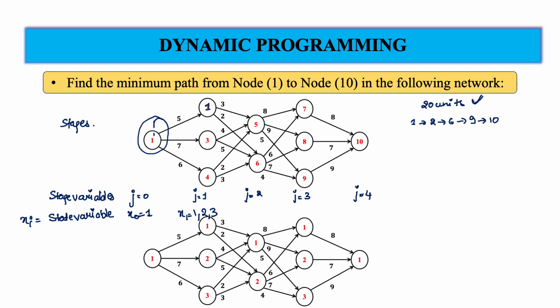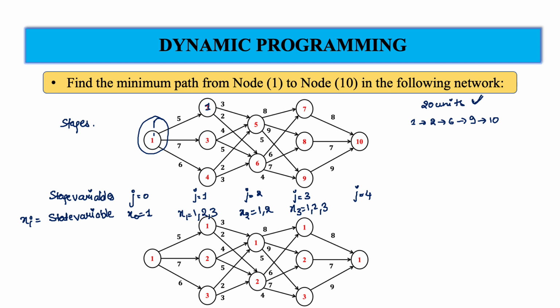In stage 2 we again have 2 nodes, 1 and 2. So in stage 1 we have 3 nodes: x1 equals 1 means node 1, x1 equals 2 means node 2, x1 equals 3 means node 3. Now for stage 3 we again have 3 nodes, so the state variables are again 1, 2 and 3.